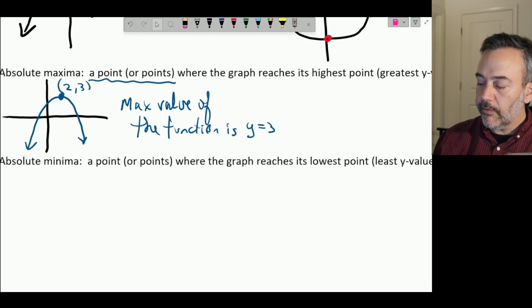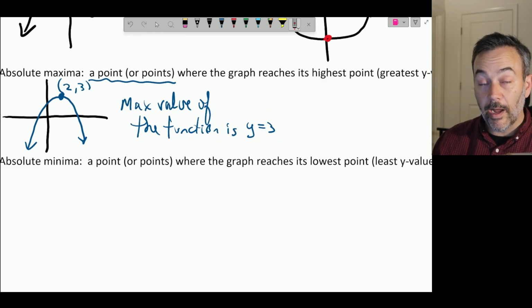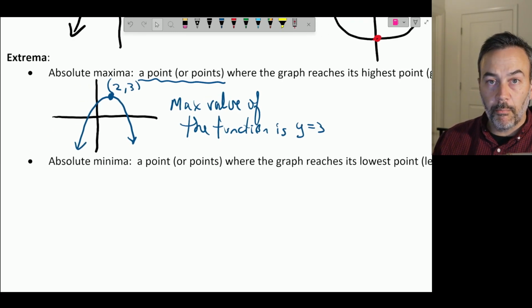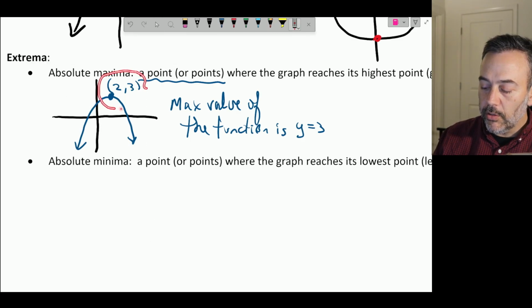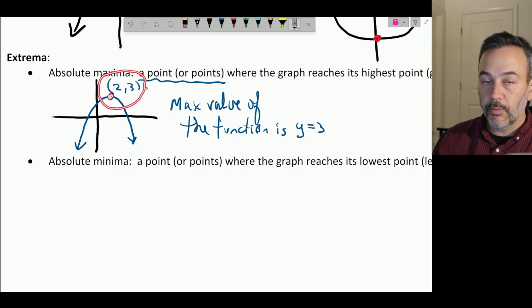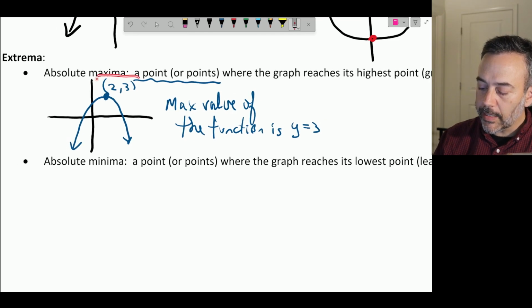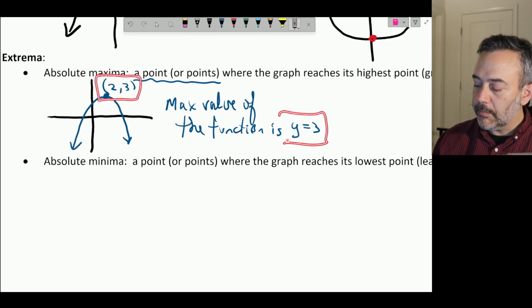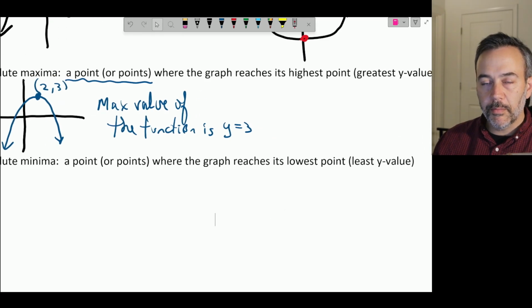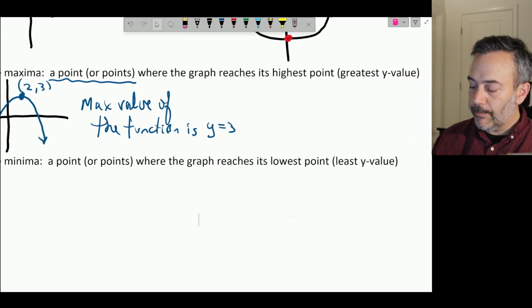So when we refer to max value of a function, we're talking about the highest or the greatest y value that the function reaches. When we're talking about a maximum point, it may, in different contexts, refer to the point at that highest point. So then you would write the coordinate. So maximum point, maximum value. Maximum value and minimum value is always a y value.